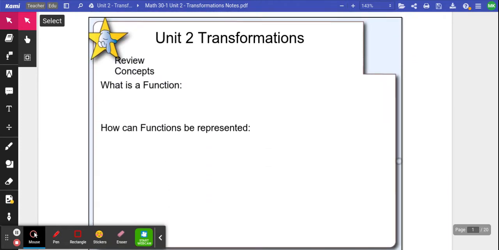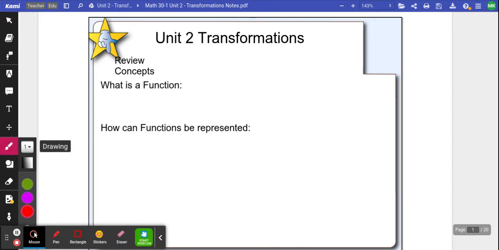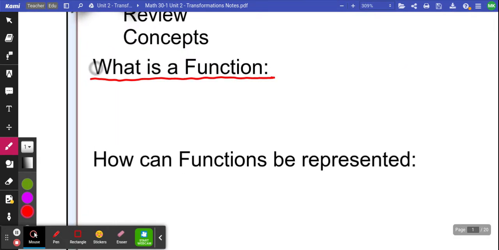There we go. When we do transformations on all kinds of functions, you're going to see them on graphs a lot of the time. But before we get into it, we just need to remind ourselves what a function is. So there is a part of a Math 10C unit where you define functions. Okay, so what is a function? A function is something that passes the vertical line test.